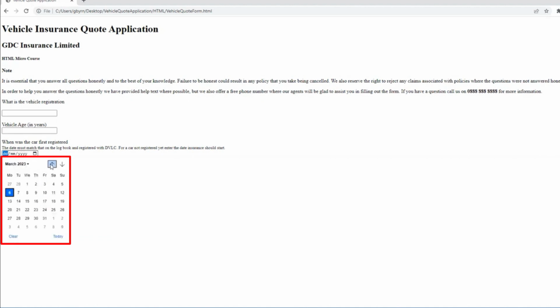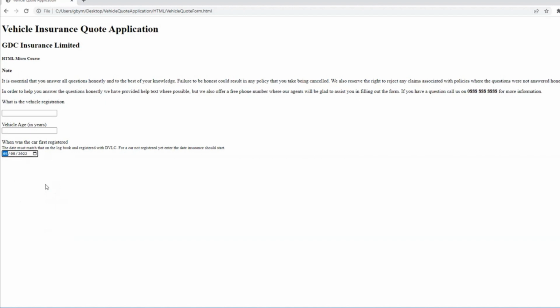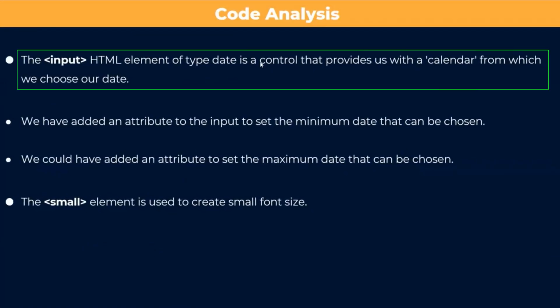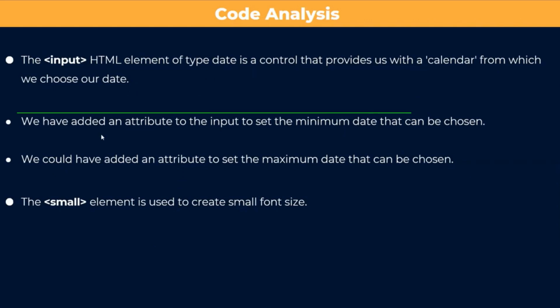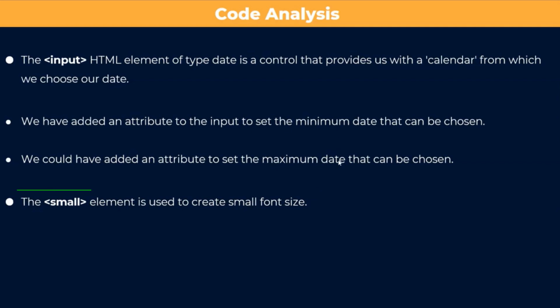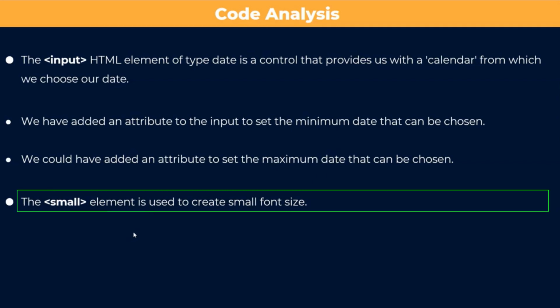I can clear, I can pick any date. So I'll go back and I'll just pick one. Let's say the 5th. Nice little control that gives us our date picker. So the input type is a date. It is a control that provides us with a calendar from which we can choose our date. We have added an attribute to the input which sets the minimum date, but we could also set the maximum date if we wanted. And the small element is used to create a small font.